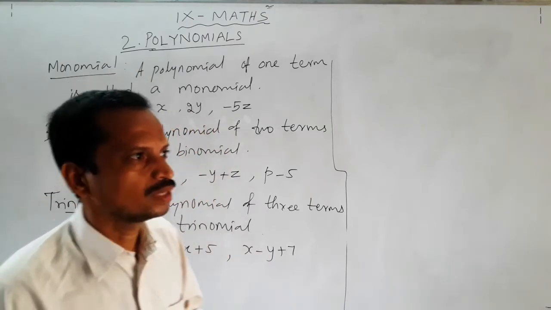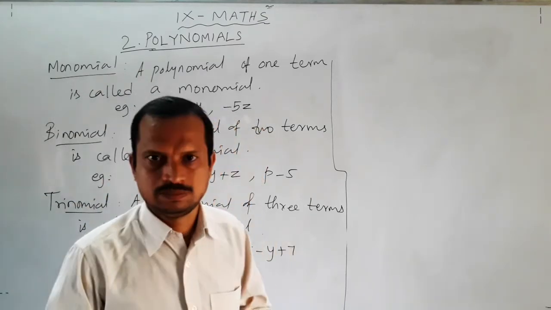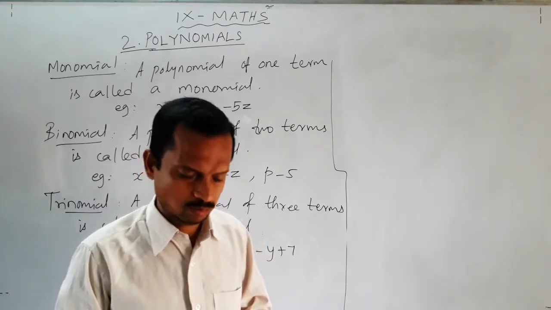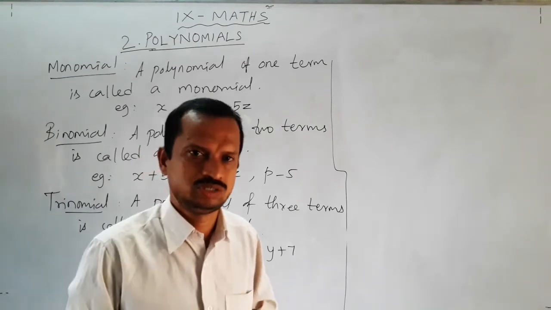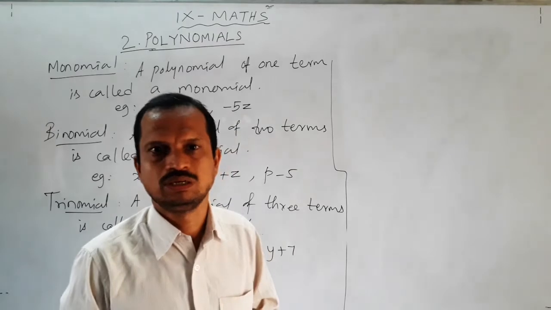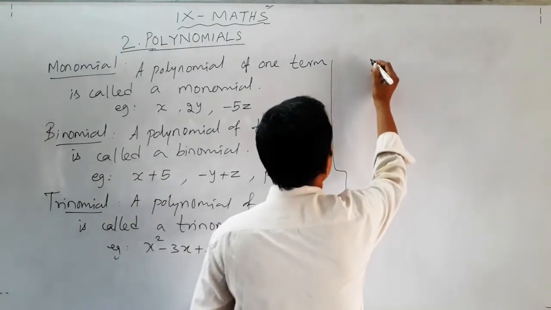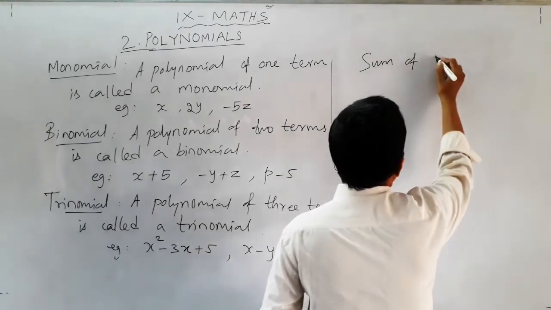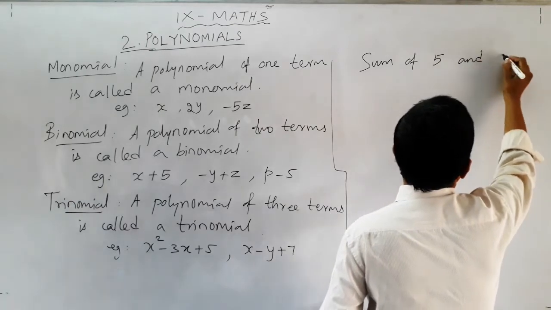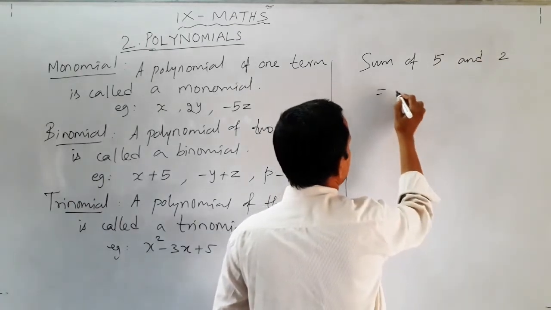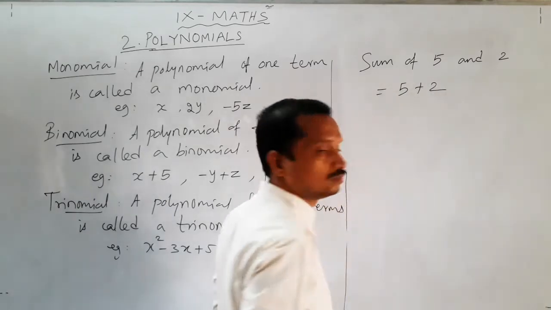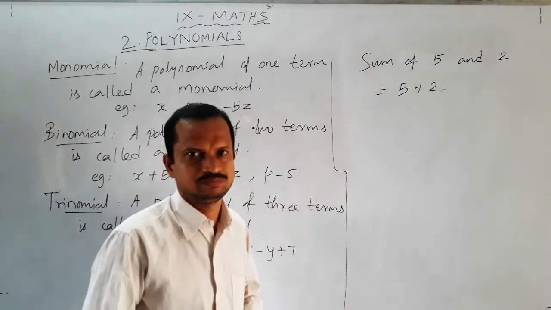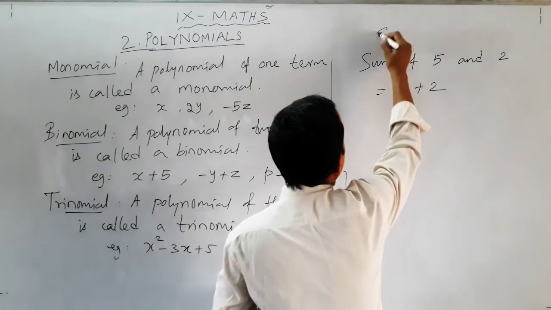First of all, expression, and then algebraic expression, and then only we can understand about polynomial. So this is prior knowledge. What is an expression? What is an algebraic expression? First of all, expression means, for example, the sum of 5 and 2. So we can write this as 5 plus 2. Sum of 5 and 2, which is nothing but 5 plus 2. So it's a simple expression. Clear? This is an expression.